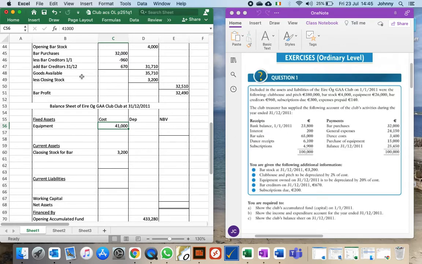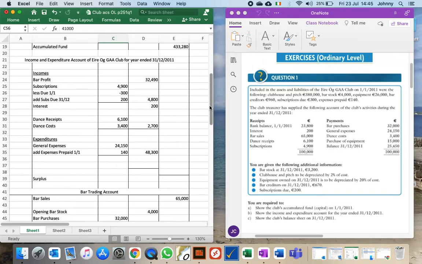So that doesn't go in as an expense because it's not a regular bill. It's a once-off thing that we spend money on. Okay, so that we see though down here, equipment is going to have to be depreciated, and we're going to have to depreciate Clubhouse and pitch. So there's two other expenses we need to deal with here.